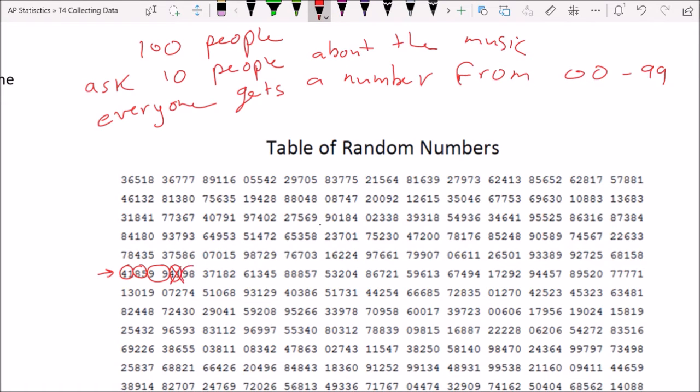And we keep going. So 98, 37, 18, 26, how many numbers do I have so far? 1, 2, 3, 4, 5, 6, 7. So the eighth number is 13, the ninth number is 45, and the 10th person is person number 88. And then we would go ask those people our questions about the music, and then we would have randomly chosen people. Okay, so that's how we do it on a random number table.